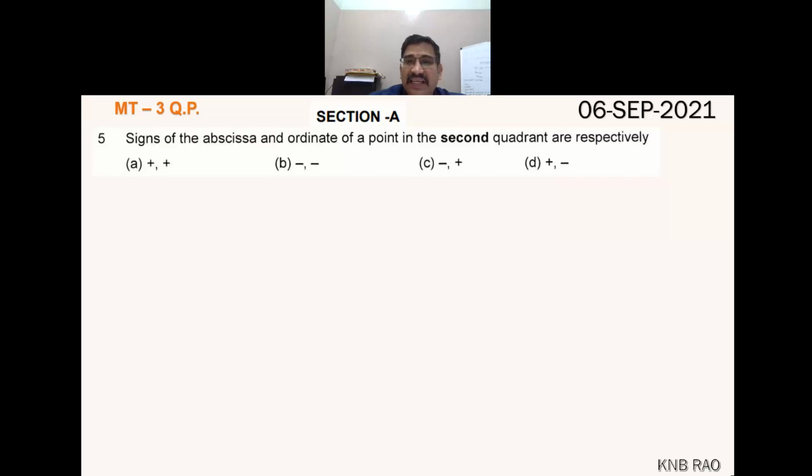Signs of the abscissa and ordinate of a point in the second quadrant. In the second quadrant, x coordinate is negative. Why? Because in the second quadrant, you could see the negative portion of the x-axis. So the negative portion of the x-axis you are seeing, which is negative, and you could see the positive portion of the y-axis.